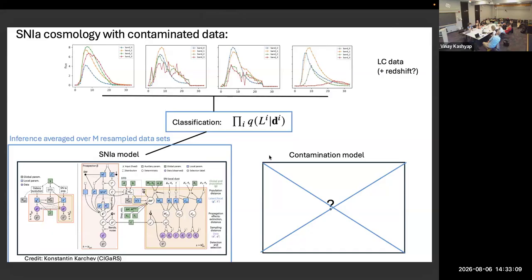Methods. Yeah, so I can show this now, exactly. Basically, just the summary again: we sample from the type probabilities and then we refit the 1A model, and we don't need the contamination model anymore to get the posterior cosmology.